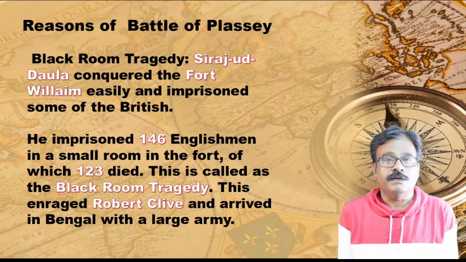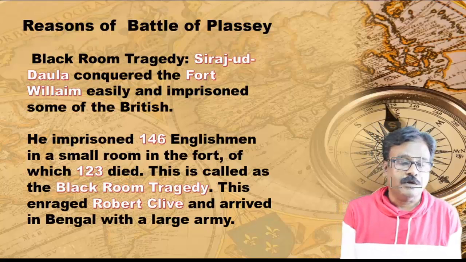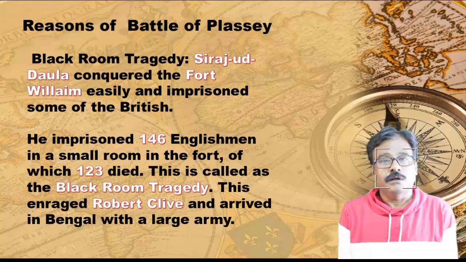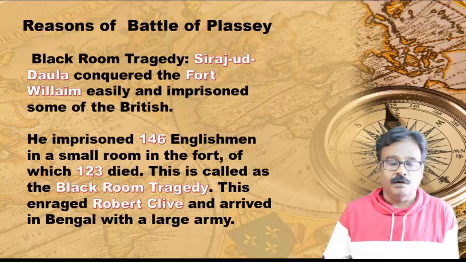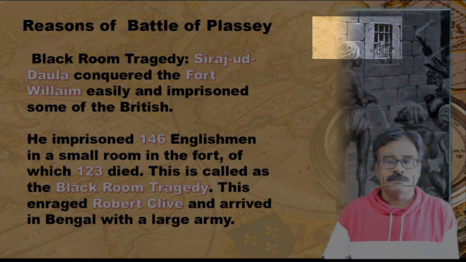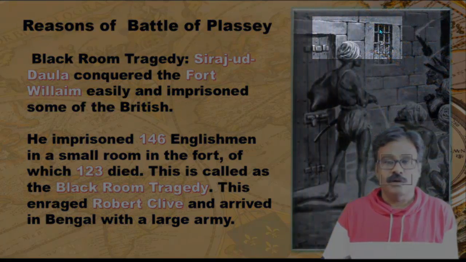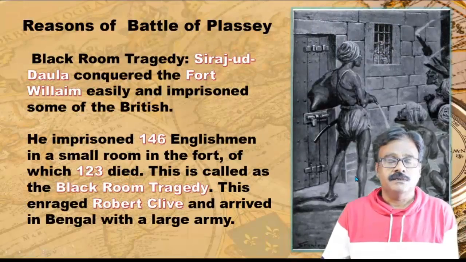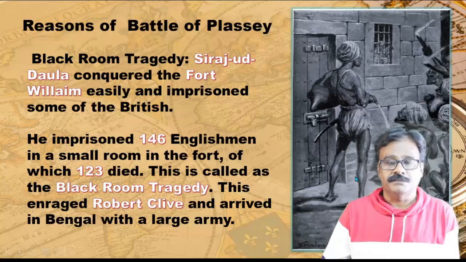When Robert Clive in Madras heard about the Black Room tragedy, he sent one fleet through the sea route and another fleet through the land route. A total of 25,000 European and Indian sepoys came to Bengal. So you can see in the picture, here is a small window. In this small room, 146 Europeans were imprisoned.